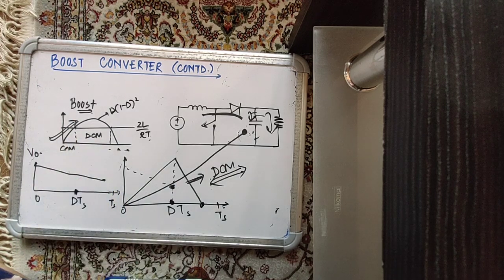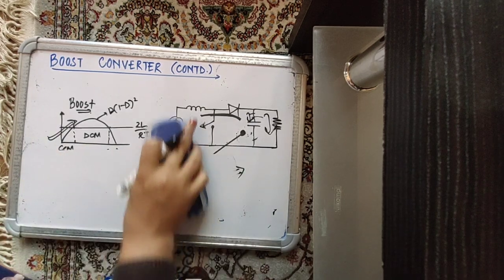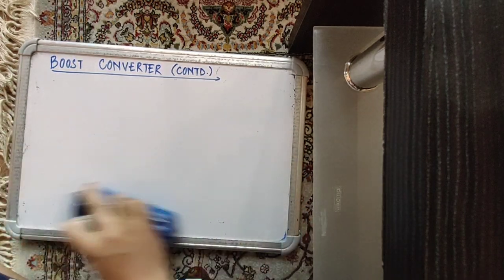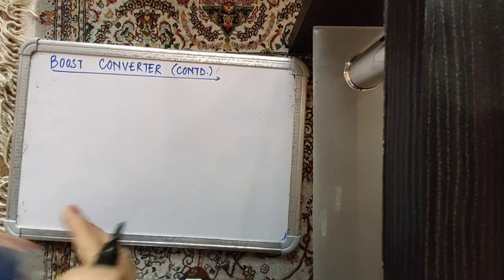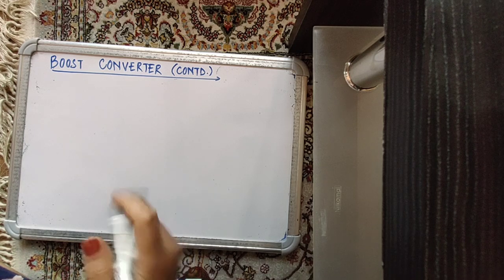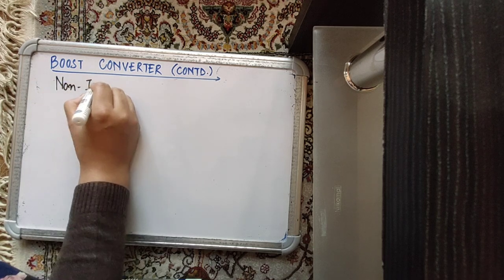This is slightly tricky to understand, but if you analyze the circuit well, I hope you can understand this part. So this was about boundary condition between DCM and CCM for a boost converter circuit. Now, if you see, we want to discuss briefly the non-ideal boost converter.